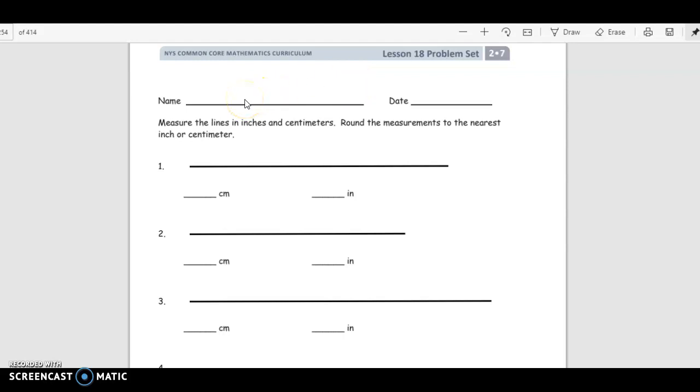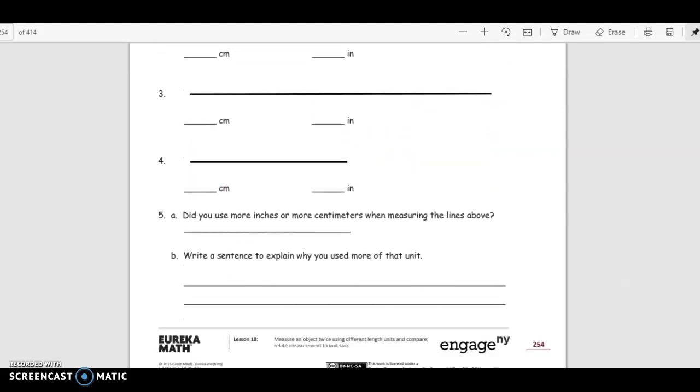So this is pretty straightforward with measuring. Measure the lines in inches and centimeters, round the measurements to the nearest inch or centimeter. So you'll just measure the line from start to finish, write centimeters and inches at the bottom of the page.